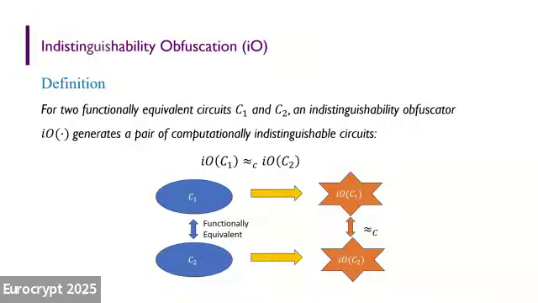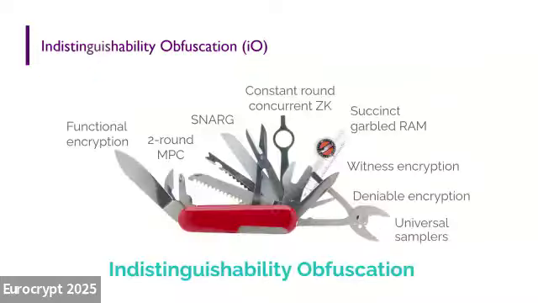Okay, let's begin. First, I would like to talk about something familiar, that is indistinguishability of obfuscation. Given two functionally equivalent circuits C1 and C2, an indistinguishability obfuscator iO can generate a pair of computationally indistinguishable circuits iO(C1) and iO(C2), where they preserve the functionalities. During the last decade, iO has become the most innovative and significant primitive in modern crypto, since it has numerous applications, including functional encryption, two-round MPC, SNARK, and so on.